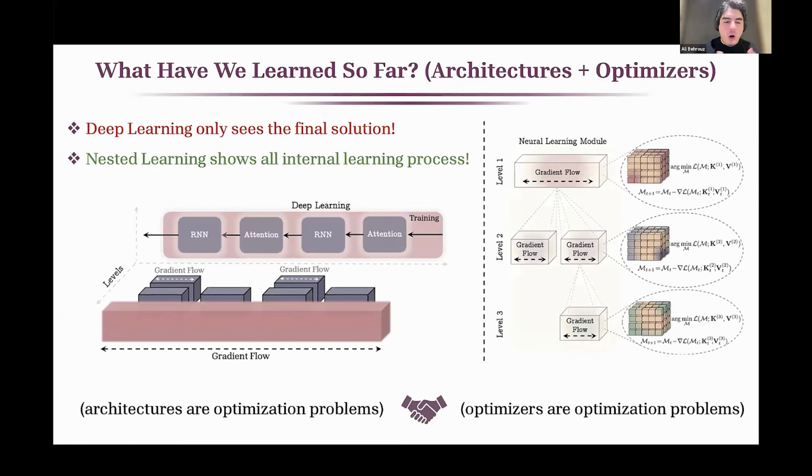So far we see that architectural optimization problems and optimizer algorithms are again optimization problems. So now let's combine these two together, and we can see that everything is a form of nested optimization process. All of them are a form of associative memory. And why is it important? Because if we look from the deep learning perspective, we only see the final solution. But when we look from the nested learning perspective, we can see all the internal learning processes, and we can go beyond that.